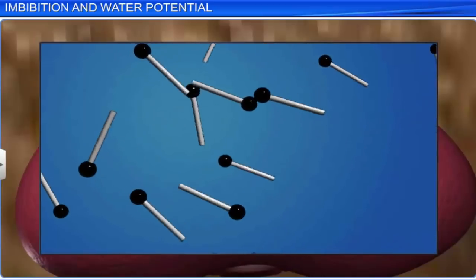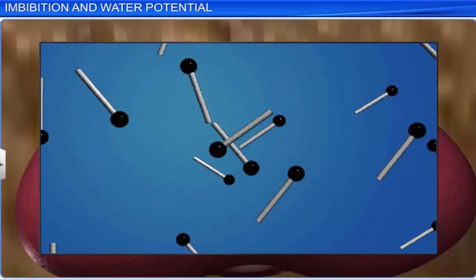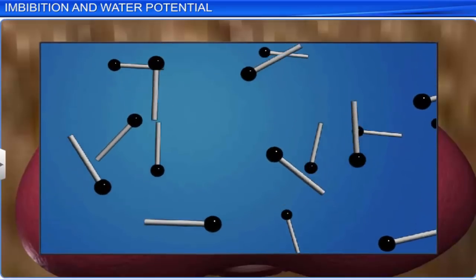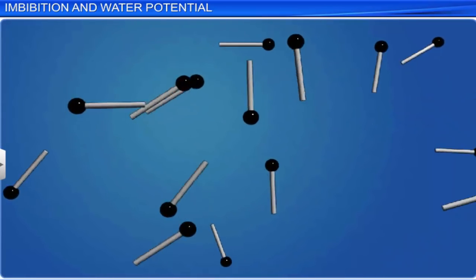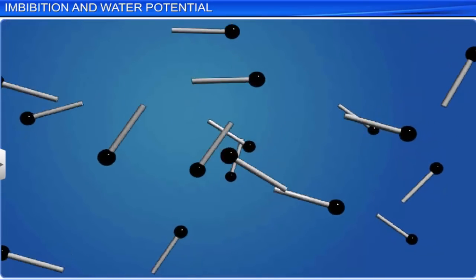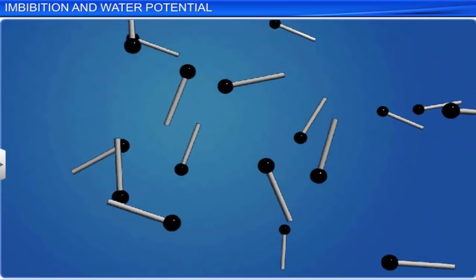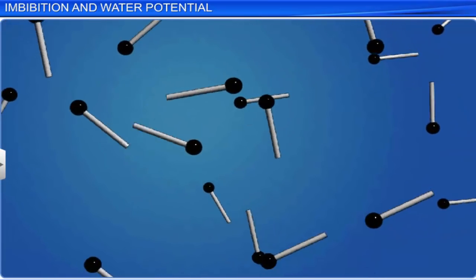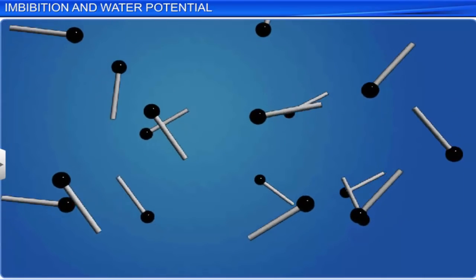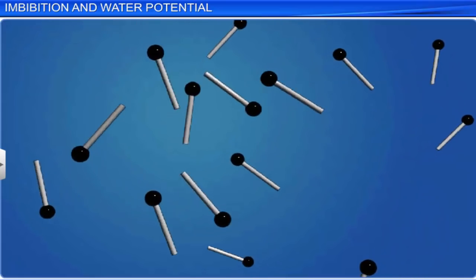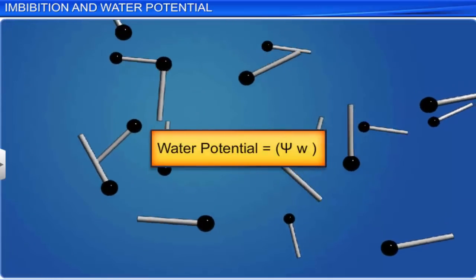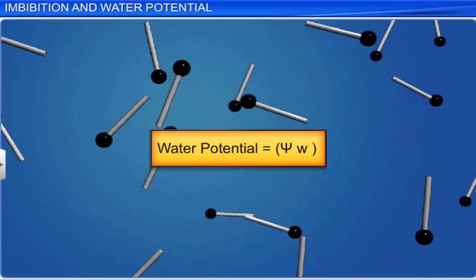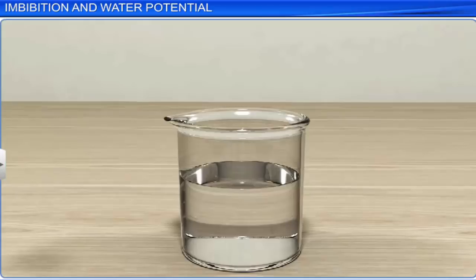To understand the concept of water potential, we must take into account that water molecules possess kinetic energy. They are in rapid and constant motion in both liquid and gaseous form. The greater the concentration of water, the greater its kinetic energy. As a result, it has greater water potential. Water potential is denoted by the Greek symbol psi. It is expressed in pressure units as pascal or Pa. The water potential of pure water at standard temperature and pressure is taken as zero.